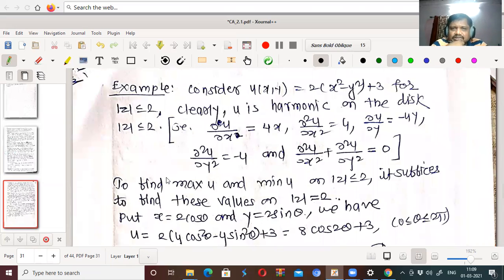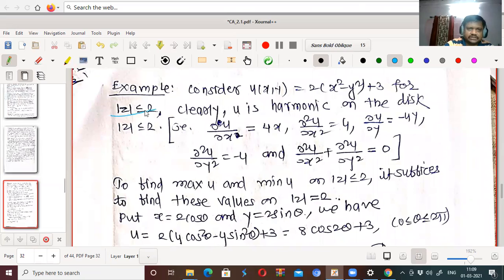Consider u of x, y equal to 2 times x square minus y square plus 3 for mod z less than or equal to 2. This we have taken as D. Clearly u is harmonic on the disk mod z less than or equal to 2. How are we saying it is harmonic? We know that u is said to be harmonic if the second partial derivative of u with respect to x plus the second partial derivative of u with respect to y equals 0. That means if the Laplace equation is satisfied, then we say that the function is harmonic.